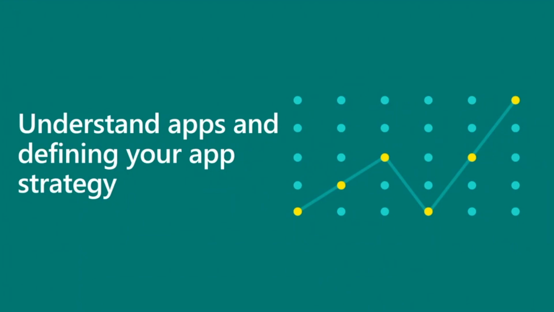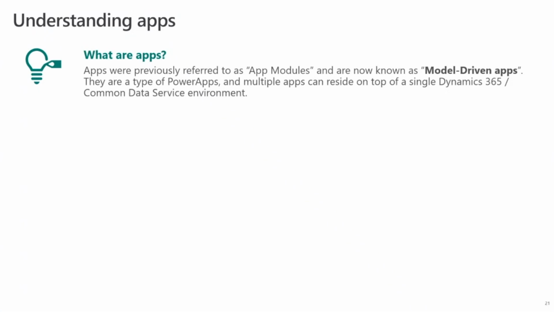Now, let's get to the core of the transition, which is going to be about understanding apps and defining your app strategy. So first, it's really important that you understand the concept of apps in the Common Data Service. Apps were previously referred to as app modules, and they are now known as model-driven apps. So they are a type of Power Apps alongside Canvas apps, and you should know that multiple apps can reside on top of a single Dynamics 365 or Common Data Service environment.